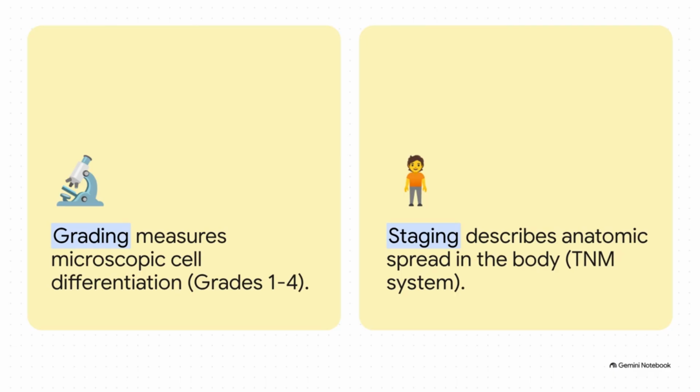Grading is strictly about what the cells look like under the microscope. It's a measure of differentiation, scaling from a well-behaved grade 1 all the way up to a highly aggressive, completely undifferentiated grade 4. Staging, however, is anatomic. It's a measure of how far the cancer has physically spread inside the body, usually using the TNM system, T for tumor size, N for lymph node involvement, and M for distant metastasis. You could easily have a high-grade, highly chaotic tumor that's caught at a very early stage, or a low-grade tumor caught at a very late stage. Do not mix those two up on test day.